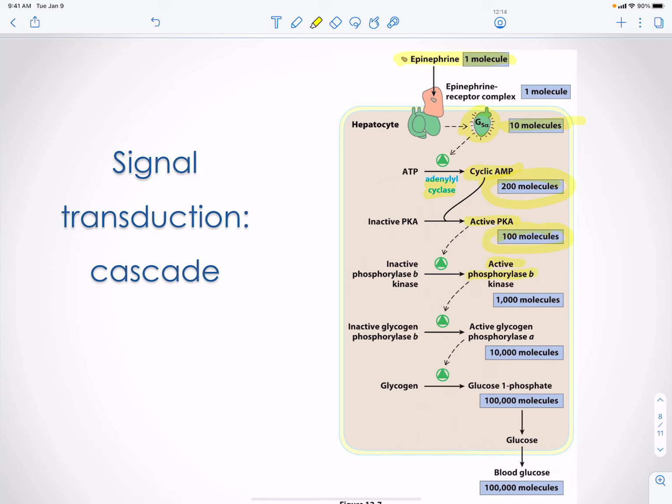You're going to activate phosphorylase B kinase, 1,000 molecules of that. Glycogen phosphorylase A for active, 10,000. And you're going to release glucose. And so you're going to have 100,000 glucose molecules for that. And so this is basically the signal transduction for that very fast on enzyme control mediated by epinephrine signaling.